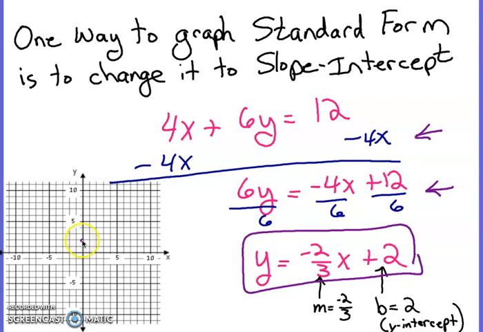So you can just start at the y-intercept at 2. And then the slope is down 2 over 3, put a point, down 2 over 3, put a point, and then you can simply connect the dots. Okay, so that's one way to do it. Again, a lot of students like this. They like the slope-intercept method right here, y equals mx plus b.